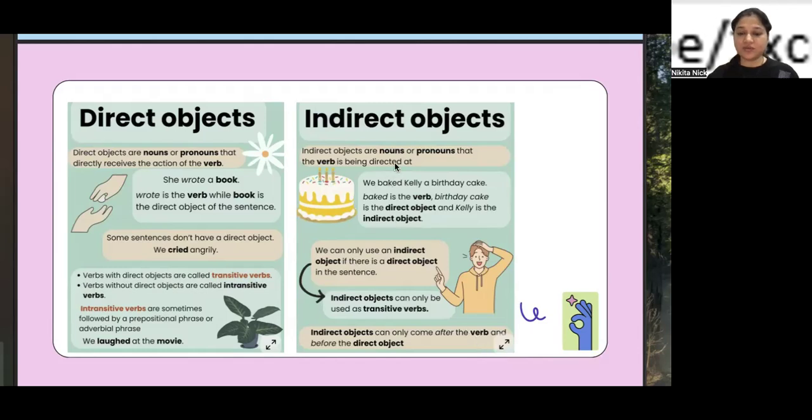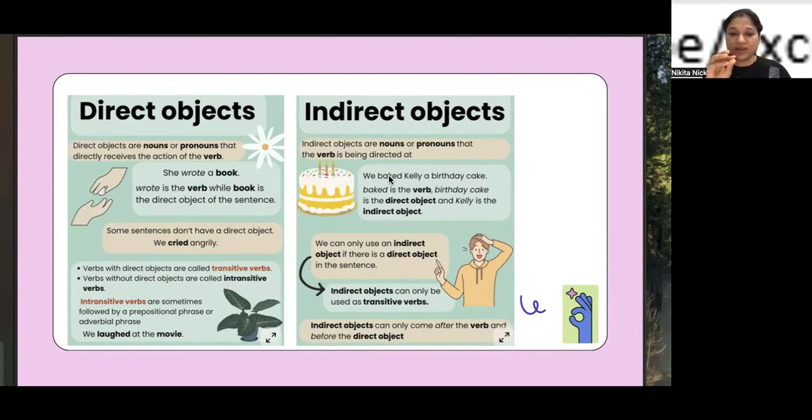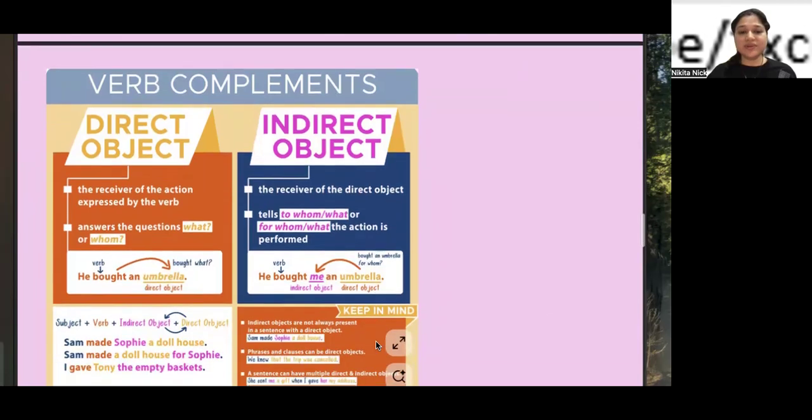Baked is the verb, and after the verb we have Kelly, that is the indirect object, and before the direct object. The direct object is birthday cake. So before birthday cake we have Kelly, and before Kelly we have the verb baked. So the indirect object is between the verb and the direct object. Okay, clear? After the verb and before the direct object. All right.